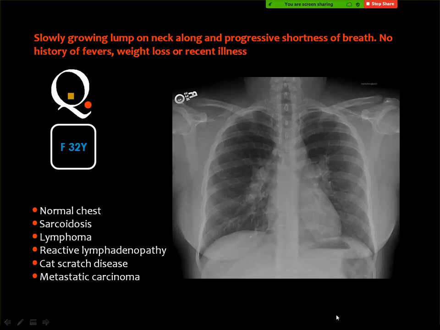Doctor, does this chest X-ray need a CT scan? Usually you proceed to a CT scan, but in the exam, for example, you have to state the diagnosis before you recommend the other imaging modality. Okay, this is a female patient, 32 years old.